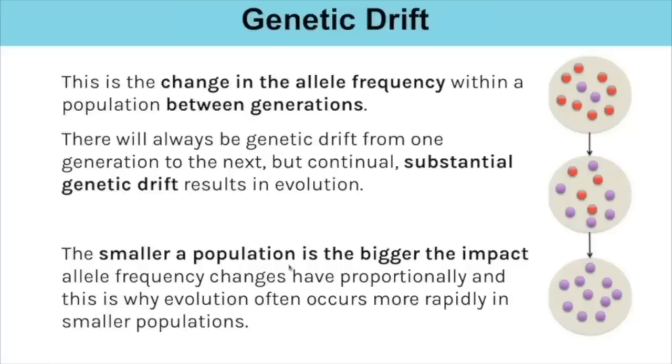Genetic drift is the change in the allele frequency within a population between generations, and there will always be genetic drift from one generation to the next, but continual, substantial genetic drift is what results in evolution. And the smaller a population is, the bigger the impacts allele frequency changes have proportionally, and this is why evolution occurs more rapidly in smaller populations.